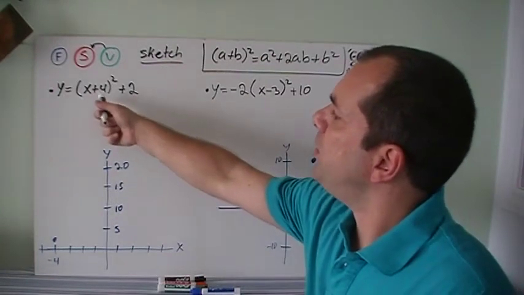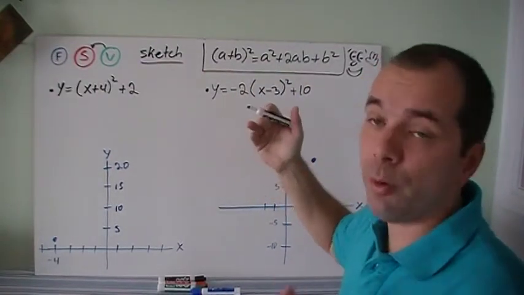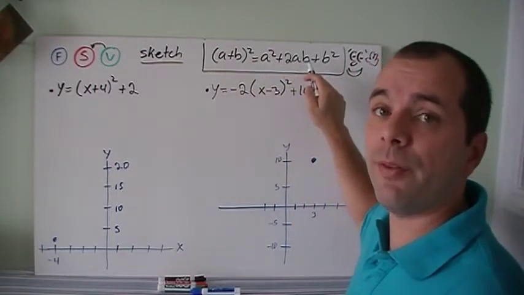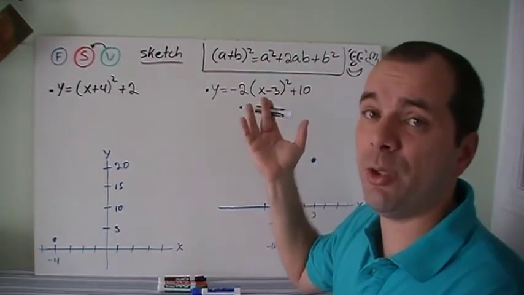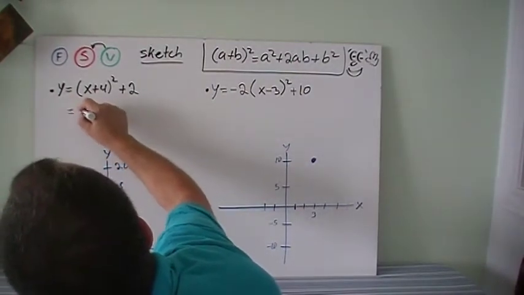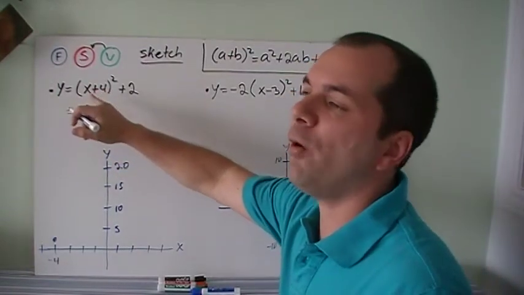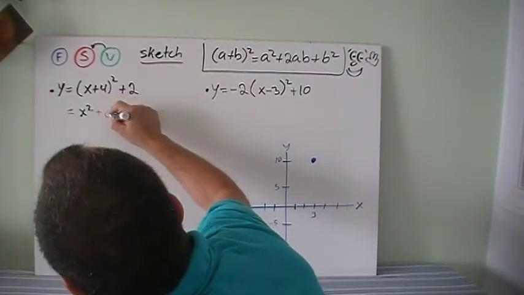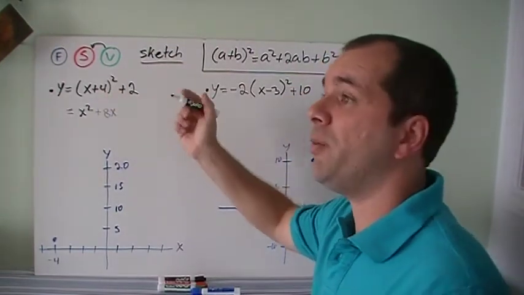Well, that's x plus 4 squared, so we can use that binomial formula that we learned from the last video or in class. That's the square of the first plus twice the first times the second plus the square of the second, which takes a lot longer to say than to actually do. So the square of the first is x squared. Twice the first times the second: x times 4 is 4x, twice is 8x. And now the square of the second is just 4 squared, which is 16.